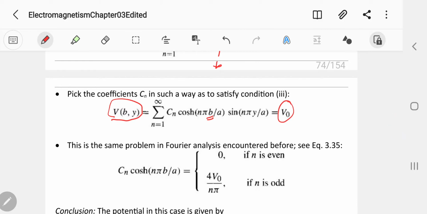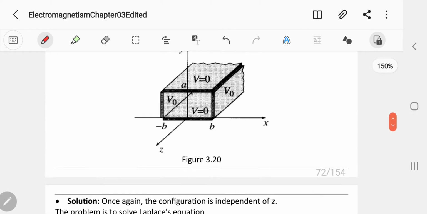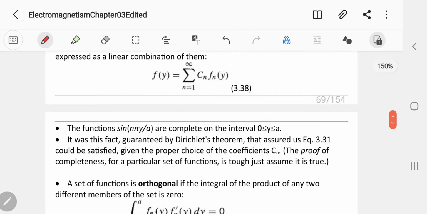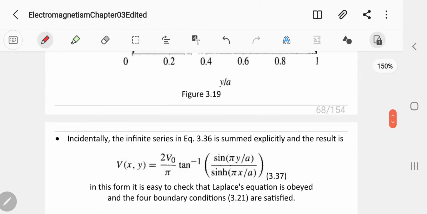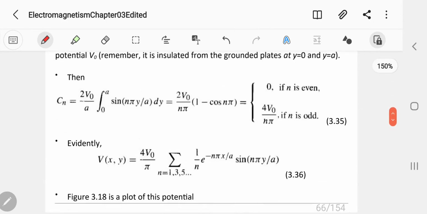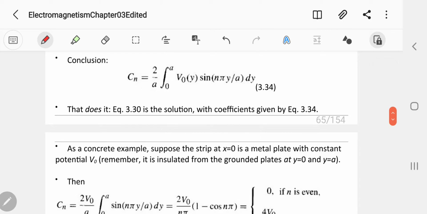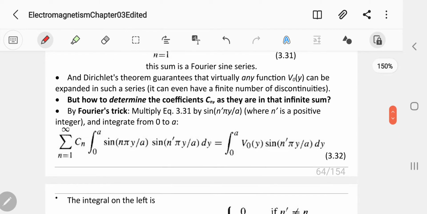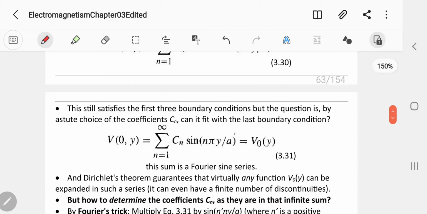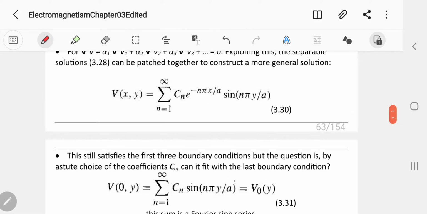Note here that, let's go back to how the Cn were arrived at. It was by Fourier's trick that the Cn's were arrived at. Here we did this. We set the boundary condition that at x equal to 0, this is equal to 0. This is in example number 3. We set x equal to 0, so everything goes to 1, so that you're left with Cn and sine n pi y over a.